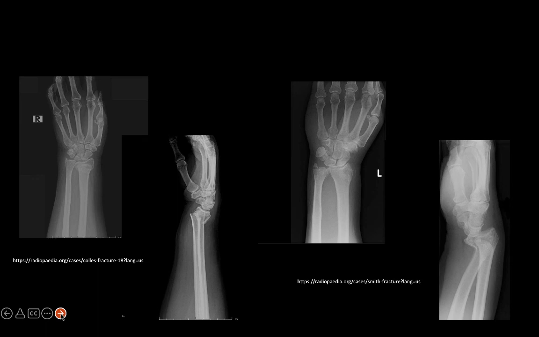And then the Colles fracture and its variant. Colles is a very common fracture pattern seen on an outstretched hand, right? Usually an osteoporotic patient or an elderly patient that falls on an outstretched hand. Colles fracture is a very common variety. It's defined as a distal radial fracture with dorsal angulation of the fragment.